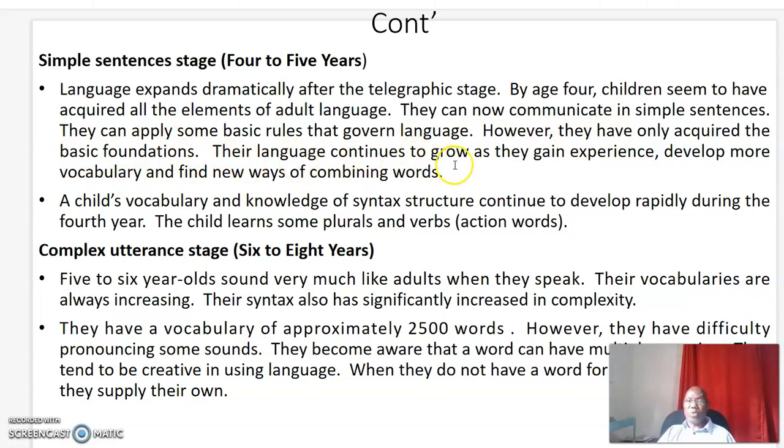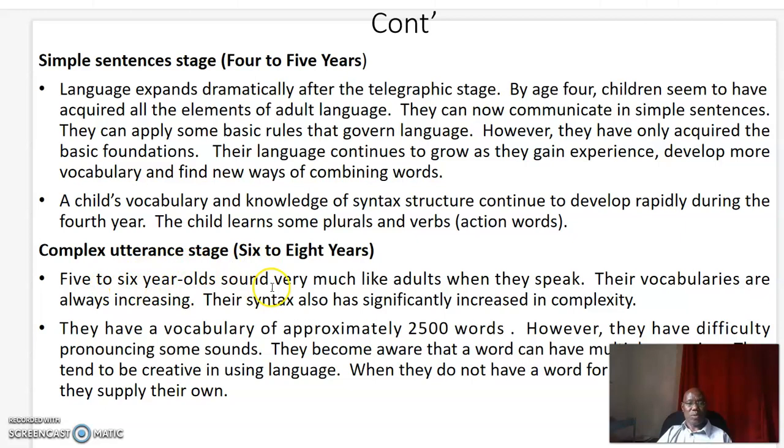Their language continues to grow as they gain experiences, develop more vocabulary, and find new ways of combining words. A child's vocabulary and knowledge of syntax structure continue to develop rapidly during the 4th year. The child learns some plurals and verbs. Those are action words. And finally, complex utterance stage, 6 to 8 years.